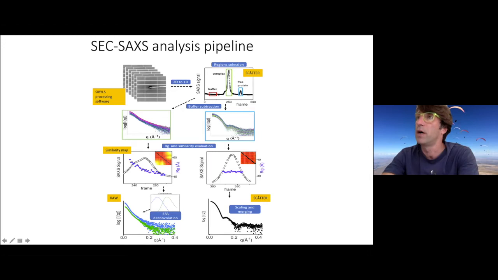We define the buffer regions. Each dot is one frame. This is the SAXS intensity for the frame. Then we have a peak, then some small proteins at the end, and another baseline after the size exclusion peaks. We're using Scatter mostly to subtract and define the buffer region, and that's what we're doing for you.